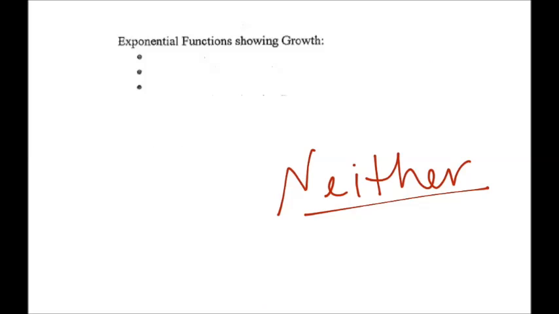So, exponential functions showing growth: a will be greater than 0, b will be greater than 1, and the graph goes up.